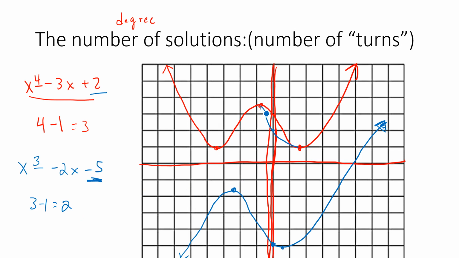It does affect the graph. If it had more than 2 turns, or more than 3 turns, then it would be a higher degree polynomial. They can have up to this many turns. They don't always have to be exactly 3 or exactly 2 based on the degree. But normally, if you can count them up, you'll know what the degree could be.